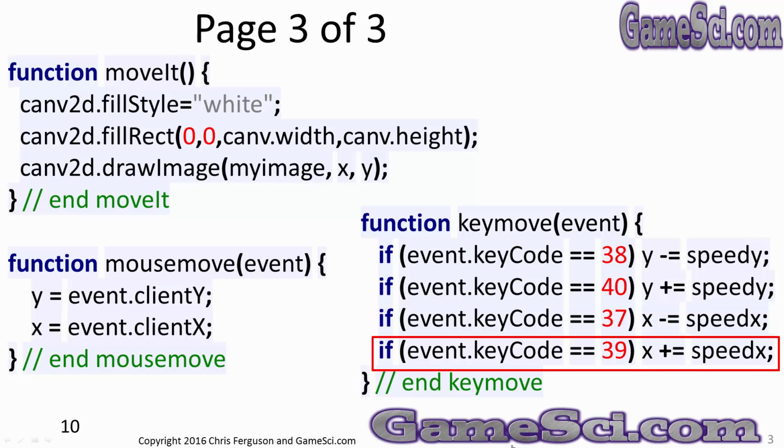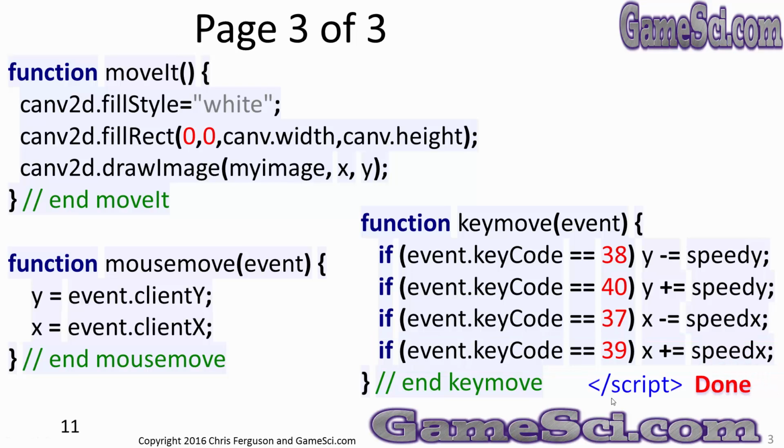Which brings us to the right arrow key. If event.keyCode equals 39, does the key code match 39? Turns out 39 is the right arrow. So I'll execute an x plus equals speed x, and I add to the variable x. This is the same thing as if I typed x equals x plus speed x. X is going to get bigger. I'm adding to x. So as x gets bigger, my character should move towards the right of the screen.